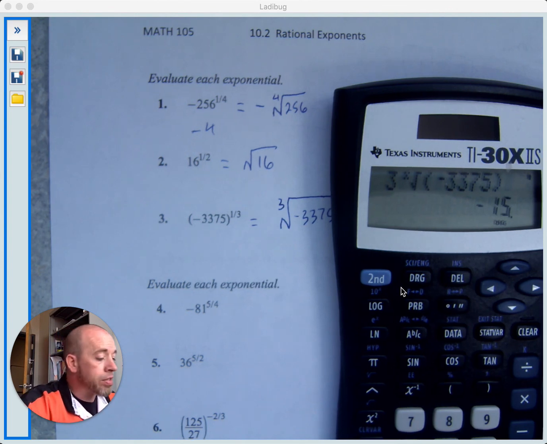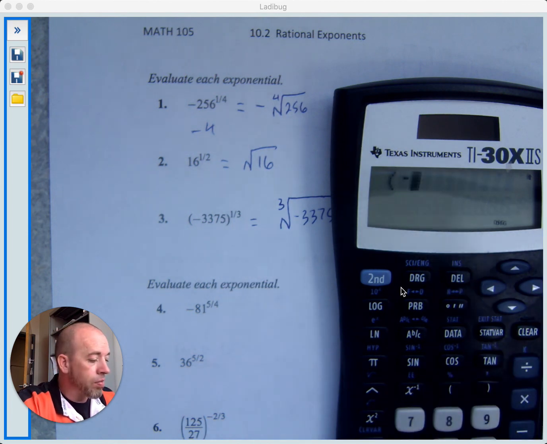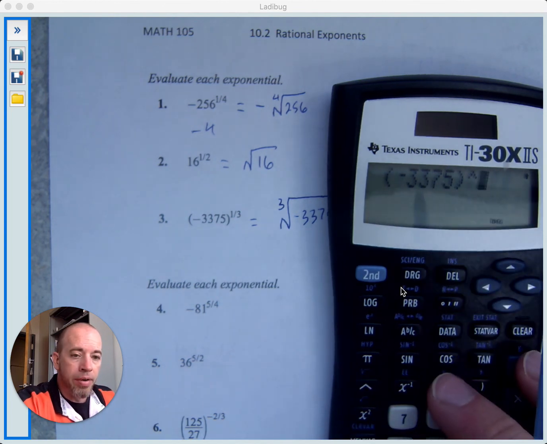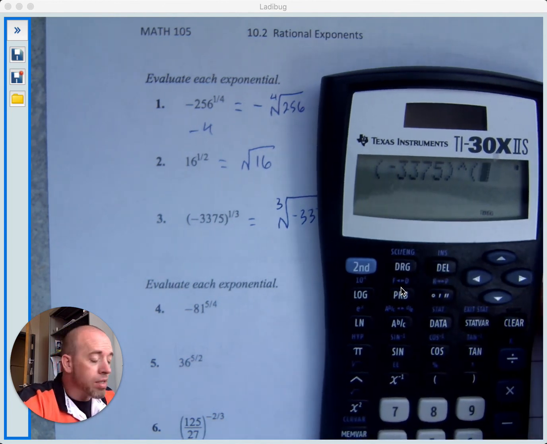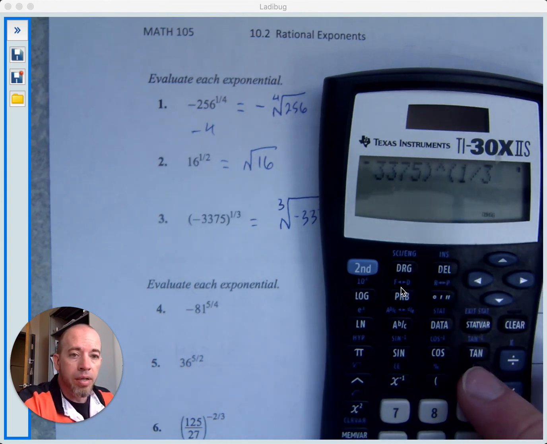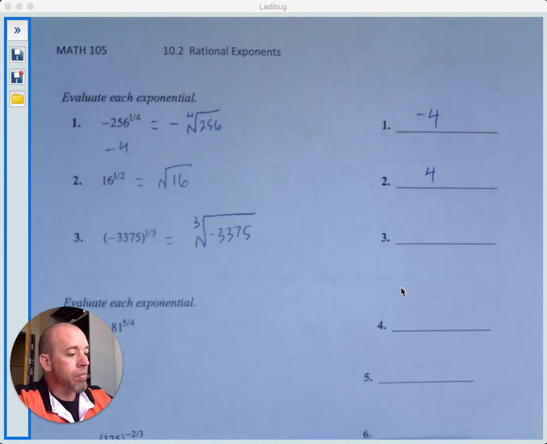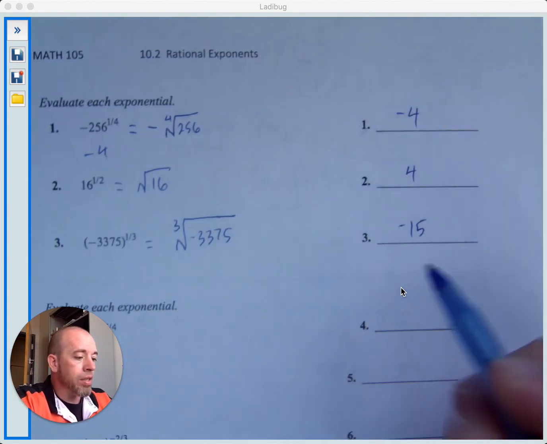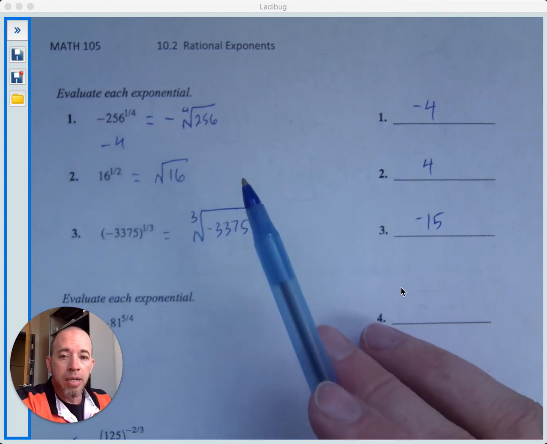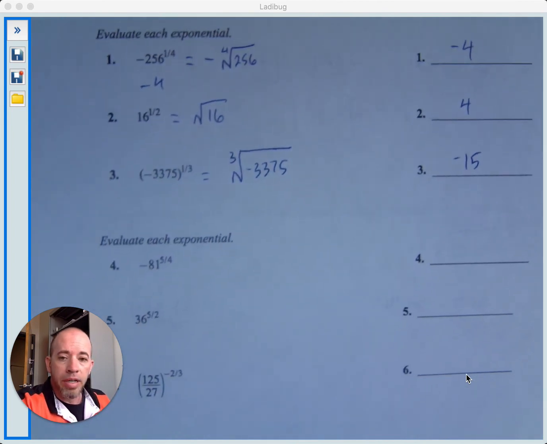-15. If you do the fractional power, I would do parentheses -3375, use the caret key, and raise that to the 1/3 power. And if you don't want to use the fraction bar, you could just do 1 divided by 3. Either way, we should get our same answer of -15. So that's just making sure we know that the fractional power is the same as the root, and being able to use our calculator whichever way you prefer. Okay, all right, so we have some others here.